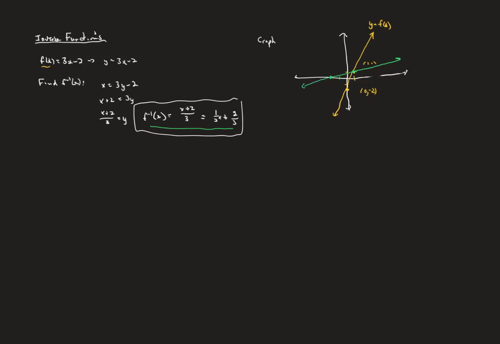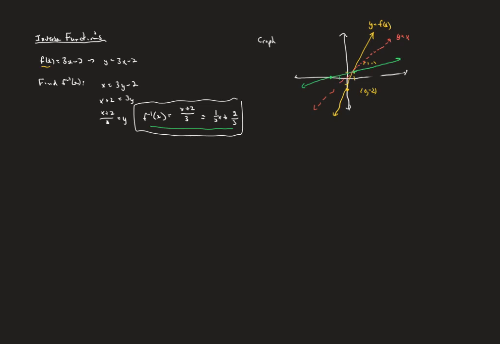So visually, what we can see is that the original function, which we had in yellow, and the inverse function, which is green, are reflections of each other in the line y equals x. So if you fold on that dotted red line, they'll land on top of each other.